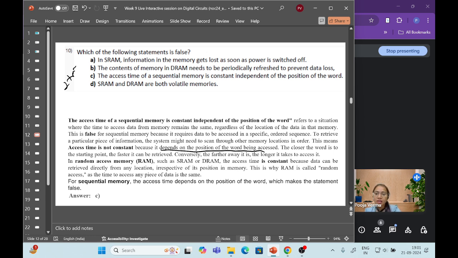Consequently, in random access memory such as SRAM and DRAM, the access time is constant because data can be retrieved directly from any location, irrespective of its position. That's why it is called random access. So for the sequential memory, the access time depends on the position of the word, not independent. Here it is written independent. That's why option C, this statement, is false.